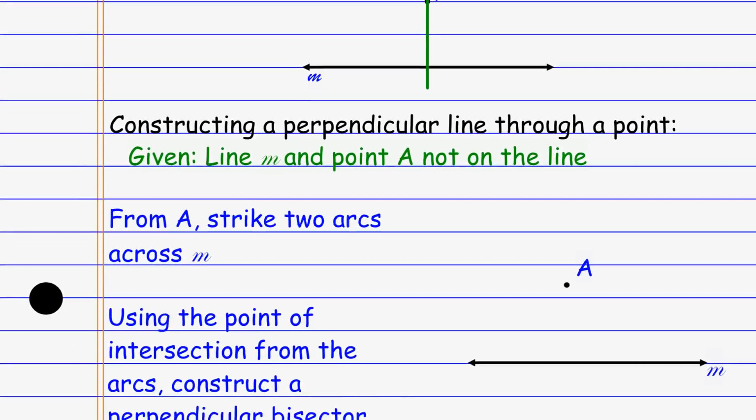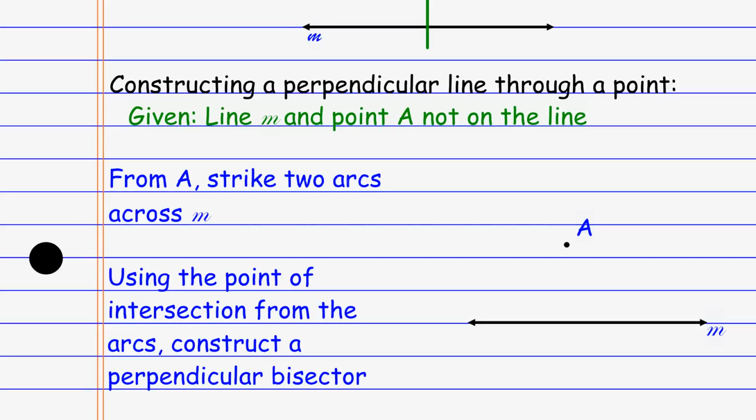So if we want to construct a perpendicular line through a point, here's what we do. I'm given line M and point A not on the line once again. What I want to do is create a perpendicular line through this, and really, we're going to use perpendicular bisectors to do this. That's the construction that we're familiar with previously.